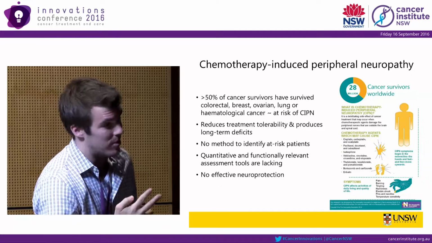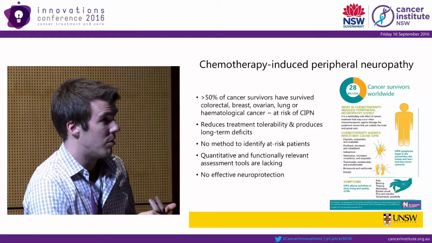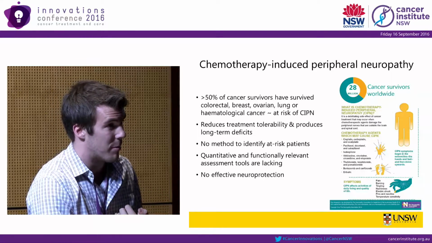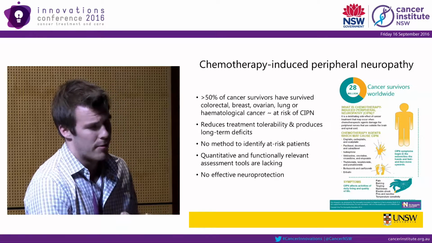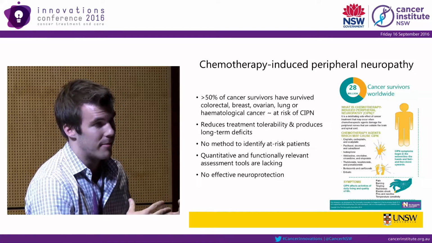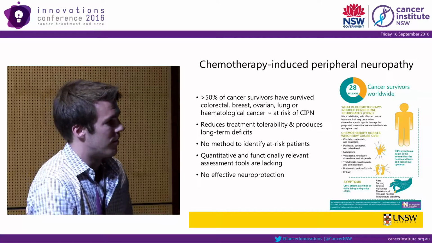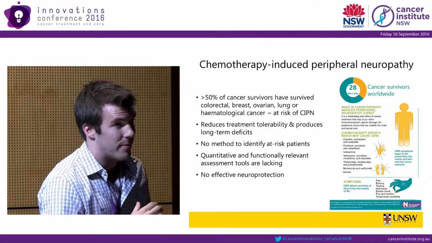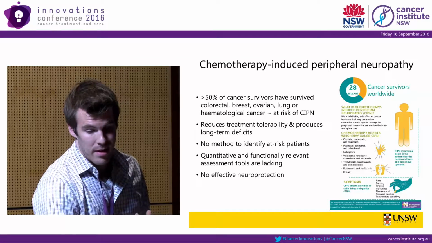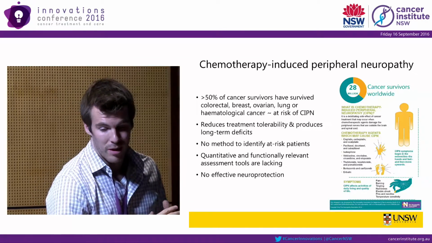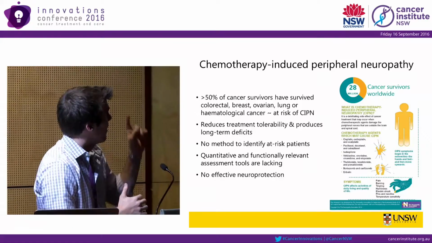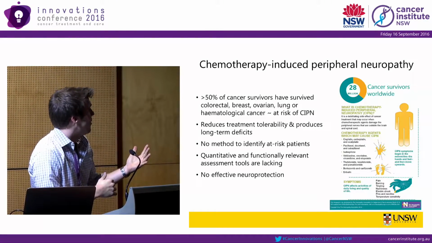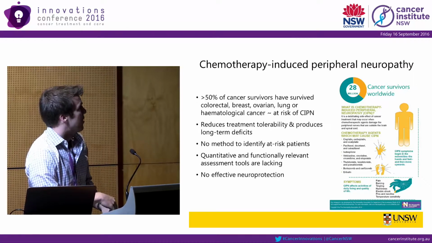CIPN reduces treatment tolerability, often leading to dose reductions and treatment cessations, and it also produces long-term deficits ranging from mild tingling and numbness in the hands and feet all the way to full functional disability and even falls. There's currently no method to identify at-risk patients for CIPN. Quantitative and functionally relevant assessment tools are lacking, and that's the point that our project centers on. Also, there's no effective neuroprotective strategy for CIPN.